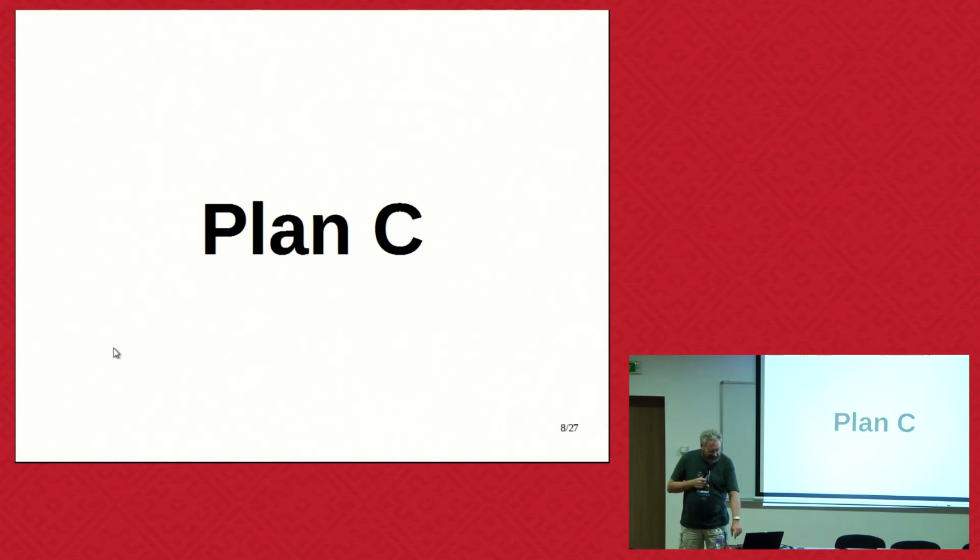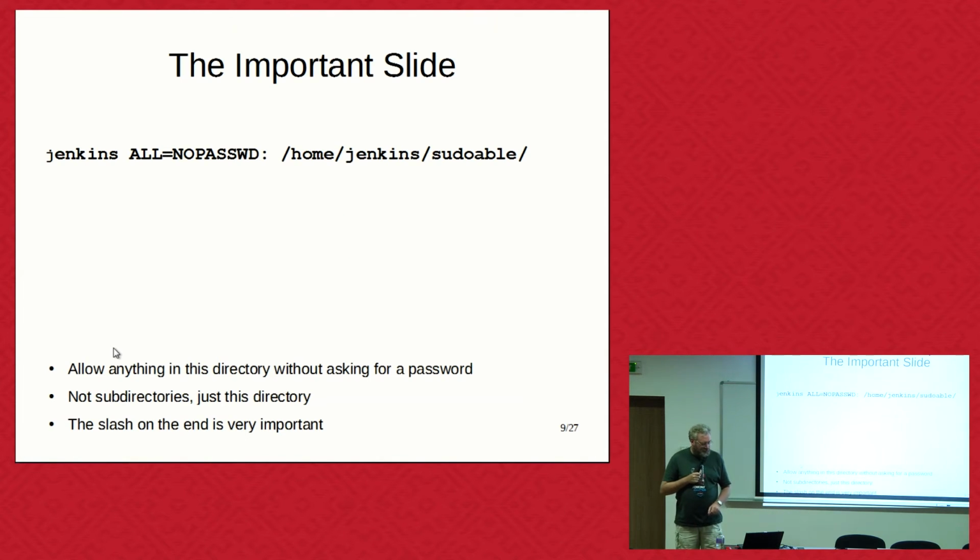So, plan C. This is the important part, the secret, the thing that, if you only remember one thing from the lightning talk, is this: you can actually put a directory name in here. The important bit is you put a slash on the end, because that slash means this is a directory, and this user, without a password, is allowed to run as sudo anything directly in that directory, not anything in a subdirectory, and parent directories are right out. Has to be in that directory.